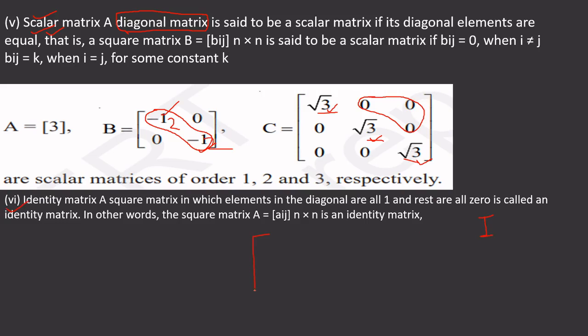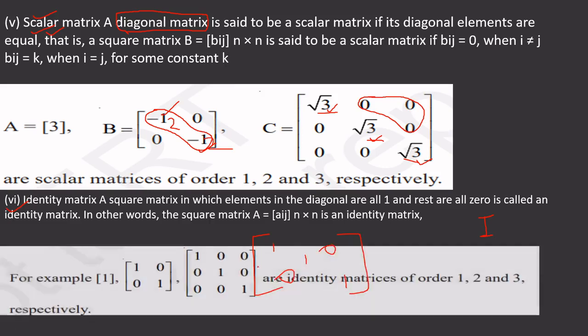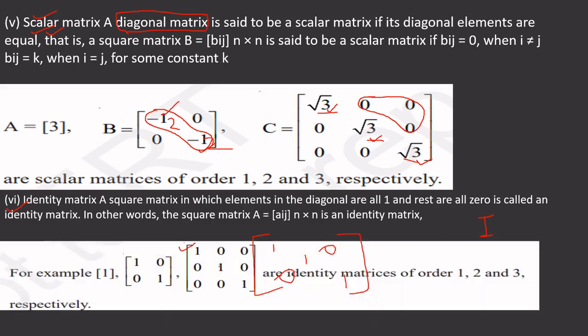This is also a square matrix, and its elements are 1 only on the diagonal, and the others are 0. The upper and lower triangular parts are 0, like this: 1 1 1 on the diagonal, with 0 in the upper and lower parts. We call this the identity matrix, and it is represented by I in many questions.